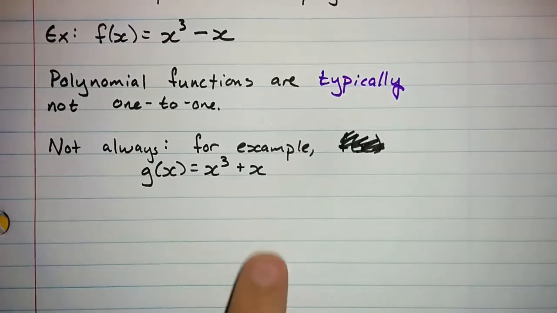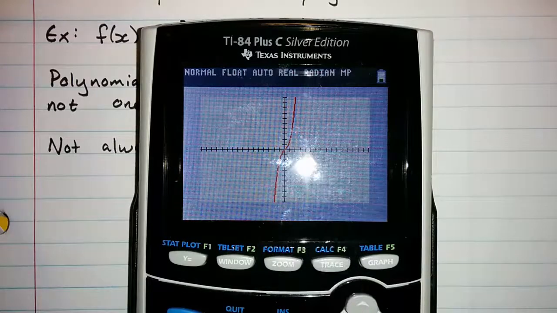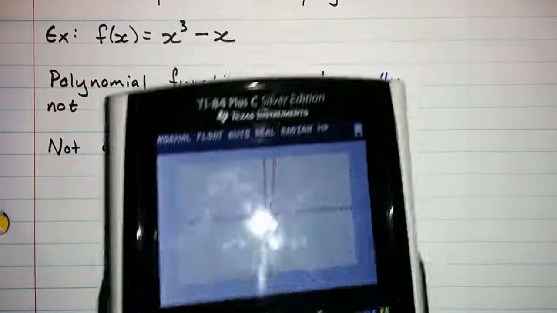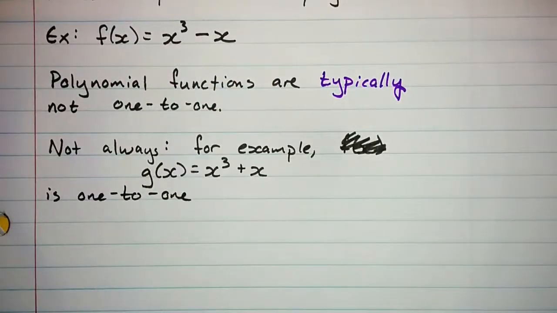For example, just the polynomial function g of x is x cubed plus x. This function doesn't cross, for example, the x-axis twice. This function is in fact one-to-one. But when we meet random polynomial functions in the wild, we do not usually expect them to be one-to-one.